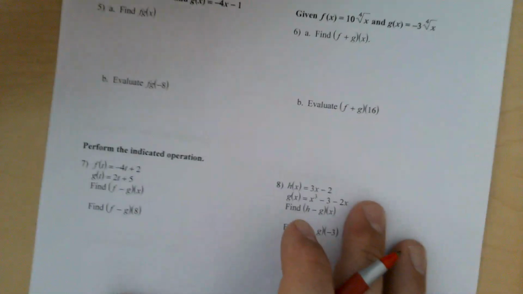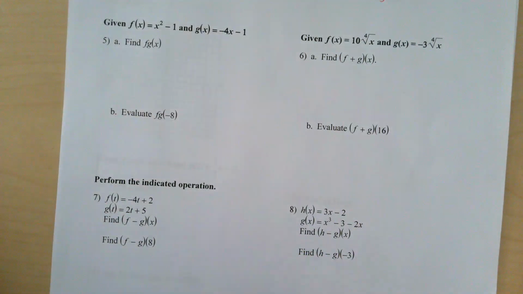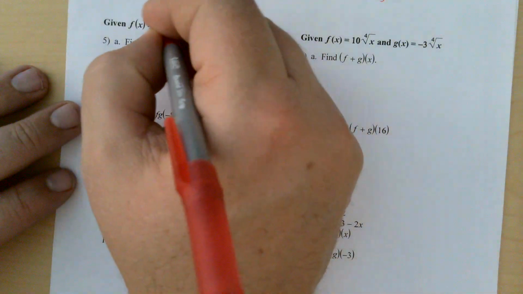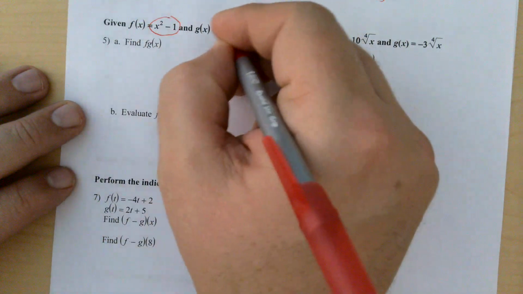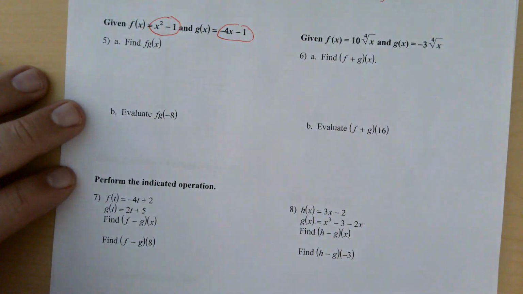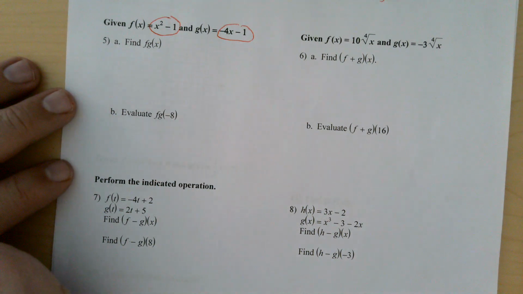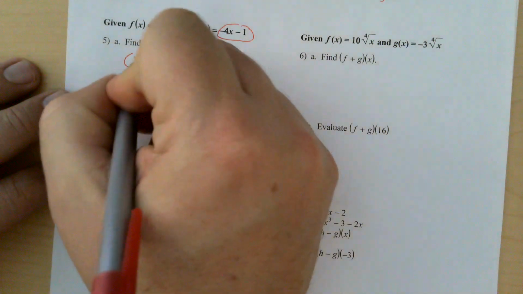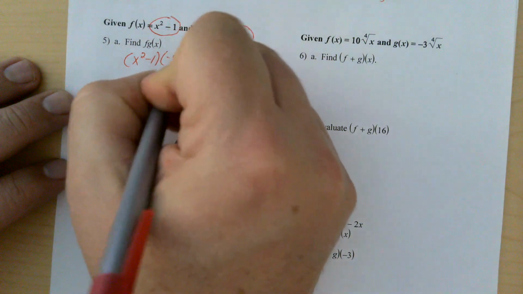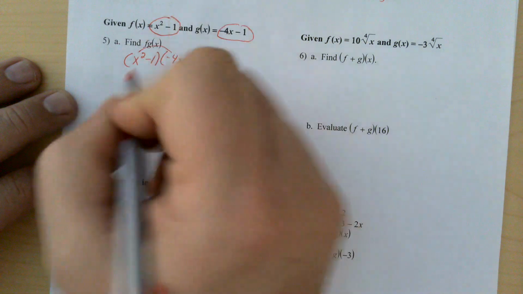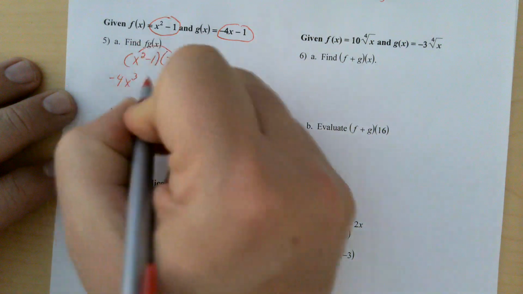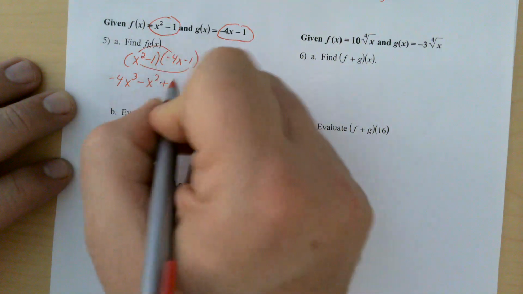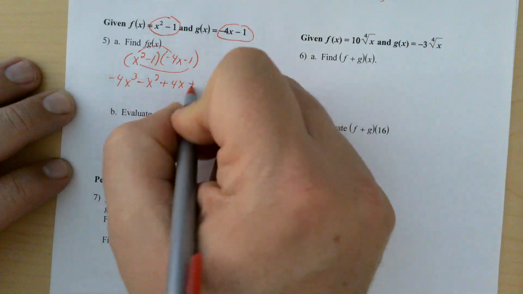Okay? Now, this is a new part. This is section 5.5, which should be very easy. Okay, I'm giving you two functions. So I gave you a quadratic and I gave you a linear function for g of x. So the first thing I'm asking you to do is just multiply these together. So I want you to find the product of f times g. You proved to me that you understand FOIL. Okay, I need you to understand negative 4x cubed minus x squared, that's my outers. Here I'm going to get a positive 4x, and I'm going to get a plus 1.